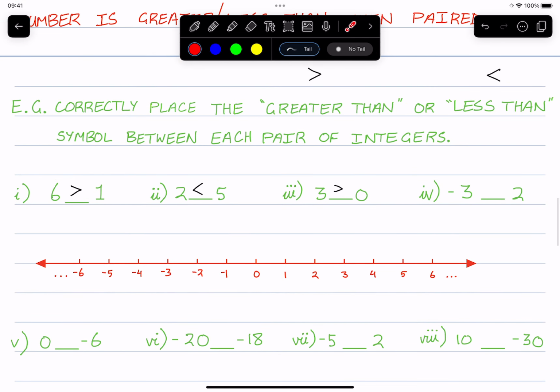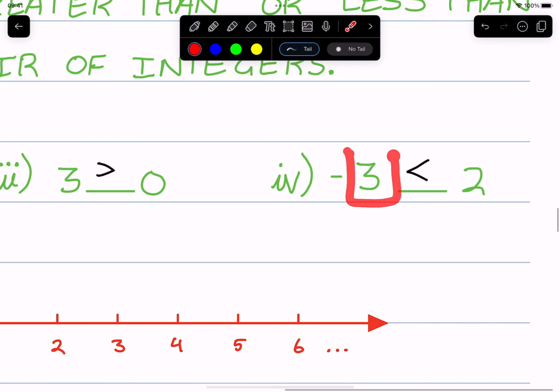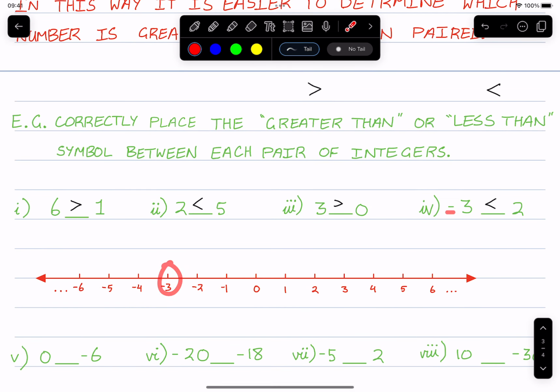Now here is a negative number. Take a careful look as to where it is. Negative 3, here it is. But 2 is more to the right of negative 3. So 2 is actually greater than negative 3. Even though it looks like it's a 3, it is negative 3. It's more to the left of 2, or 2 is more to the right of negative 3.